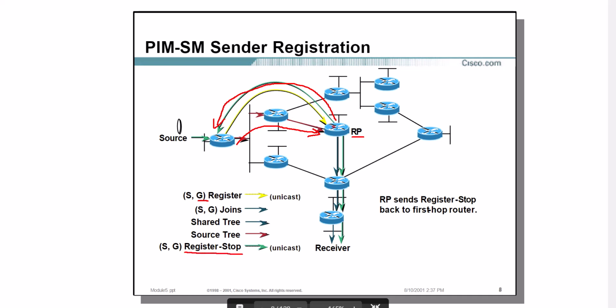It does not need to keep receiving those messages in this encapsulated form, right? So it sends back the register stop, okay, which stops this encapsulated traffic being sent over unicast to it, and then it continues receiving this traffic over the normal multicast, and then pretty much it keeps working normally.